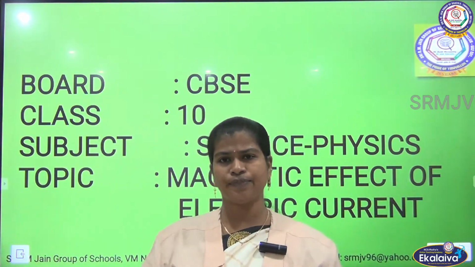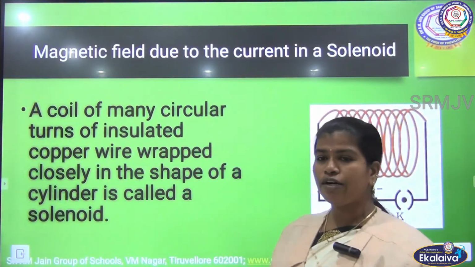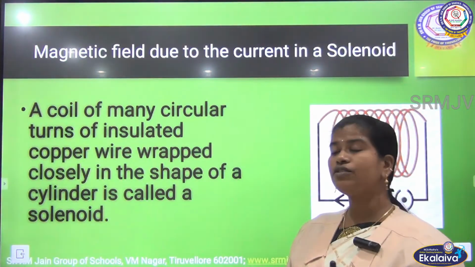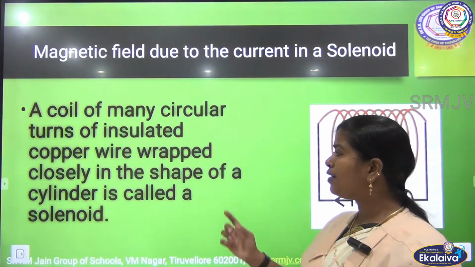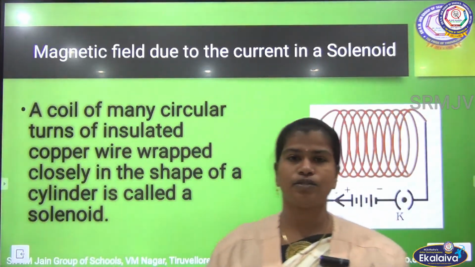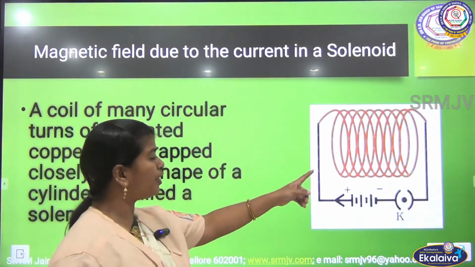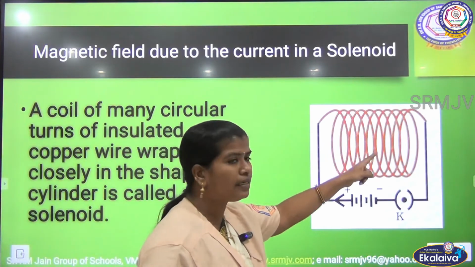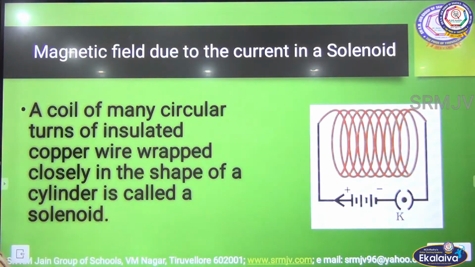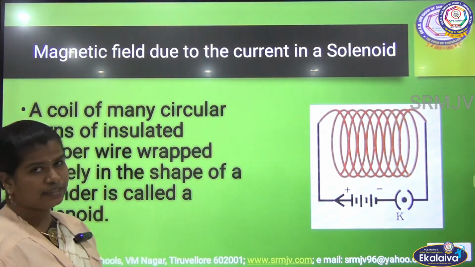What is a solenoid? Let me tell you. A solenoid is a coil of many circular turns of insulated copper wire wrapped closely in the shape of a cylinder. You can see the picture of a solenoid here. It is a coil of many circular turns of insulated copper wire wrapped closely in the shape of a cylinder.